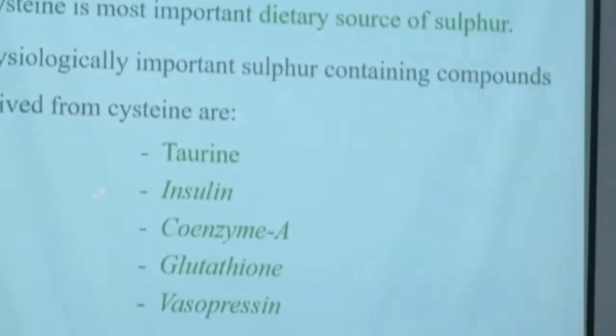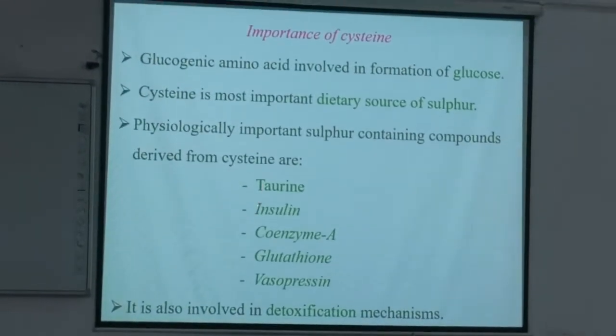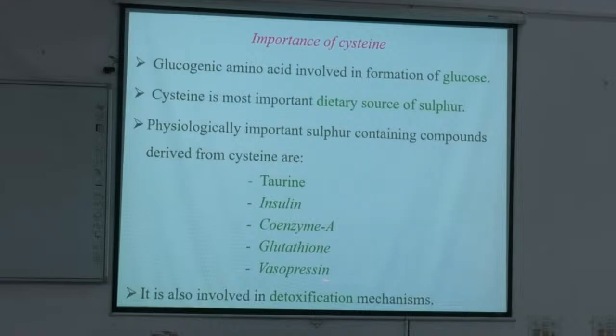So these all are the products formed by cysteine: taurine, insulin, coenzyme A, glutathione and vasopressin. Glutathione acts as an antioxidant. That's why it directly participates in detoxification reactions. It can reduce the quantity of hydrogen peroxide. Glutathione is anti-aging, and it carries out the detoxification process. That's why it is involved in the detoxification mechanism.